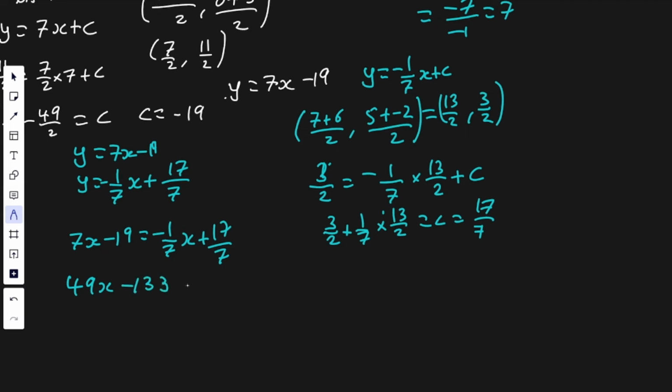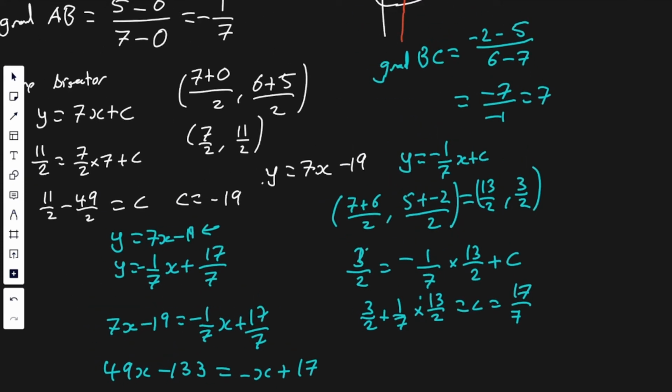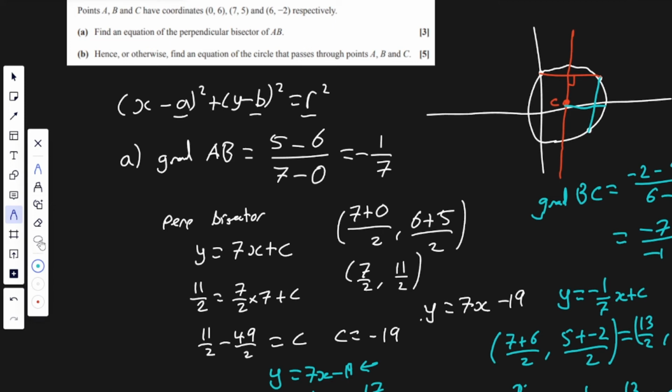minus 133 equals minus x plus 17. Next, we're going to add x, giving us 50x, and we're going to add 133, giving us 150. That gives us really nicely x is 3. And subbing into the nicer equation, we get y equals 2. I've put 3 as x here, and that came out to give us y as 2. Now that's my center, so I know my circle, if I now go and edit this, is 3, 2 here. Now we've got one unknown, r.